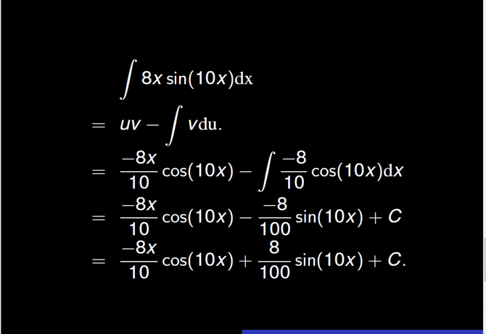Eventually, the integral of 8x times sine of 10x dx is equal to the fraction minus 8x over 10 times cosine of 10x, plus the fraction 8 over 100 times sine of 10x, plus a constant c.